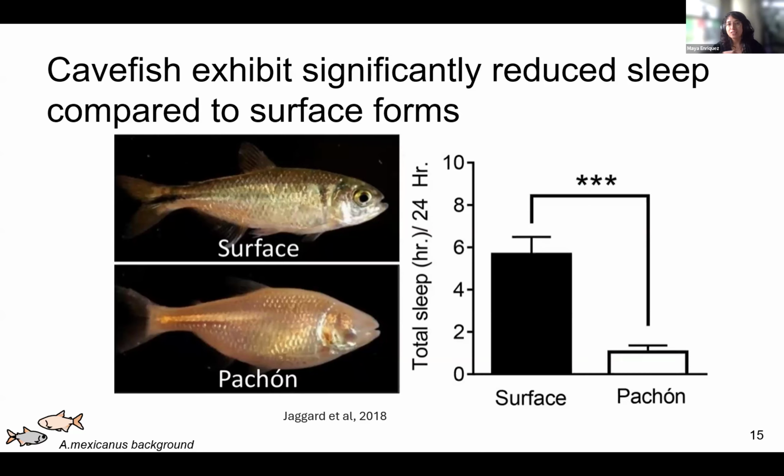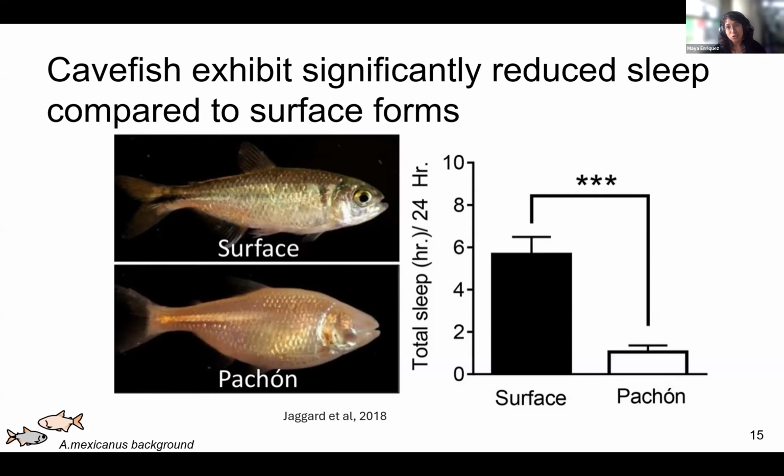For one, cavefish exhibit significantly reduced sleep compared to surface forms. Here we have a surface and a Pachon cave form, and you'll see the surface fish sleeps about 6 to 8 hours every 24 hours, and the cavefish sleeps maybe not even 2 hours. It could be less than that. We use movement as a proxy for sleep. And so here we are seeing that there is a super divergence in behavior.